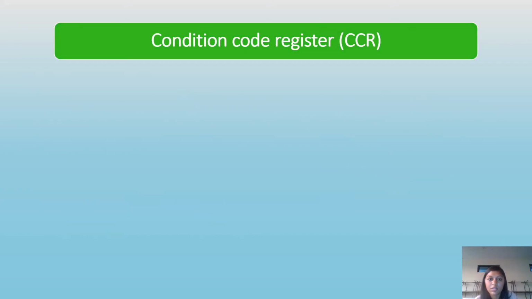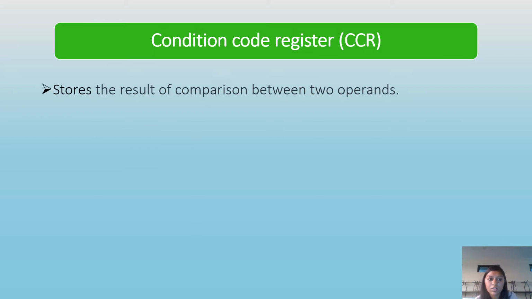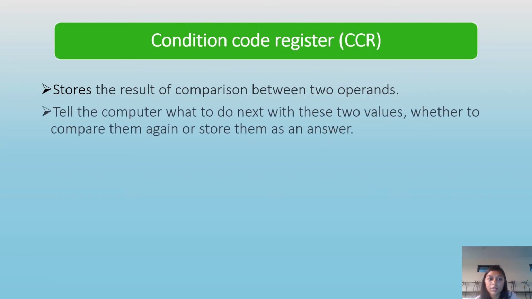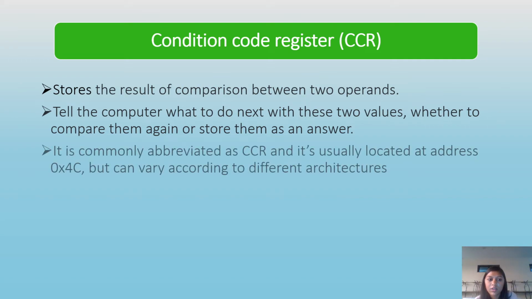The next one is the condition code register. Condition code register is a memory address where the result of the comparison between two operands is stored. This bit in the location tells the computer what to do next with these two values, whether to compare them again or store them as an answer. It is commonly abbreviated as CCR and it's usually located at this address but can vary according to different architectures.